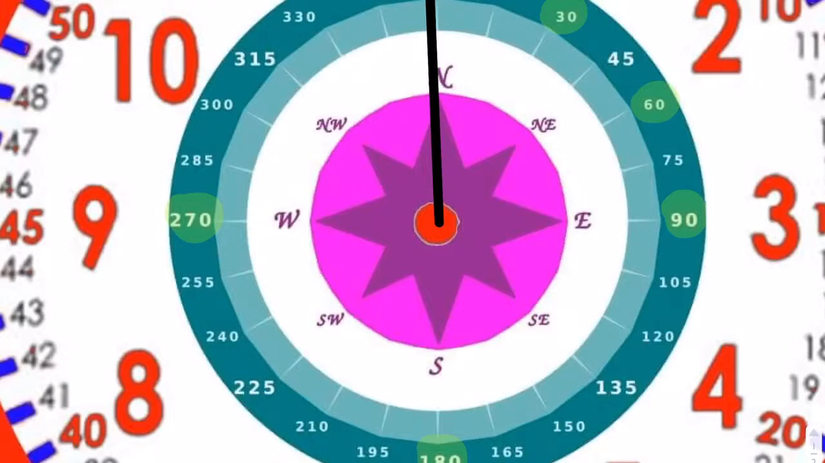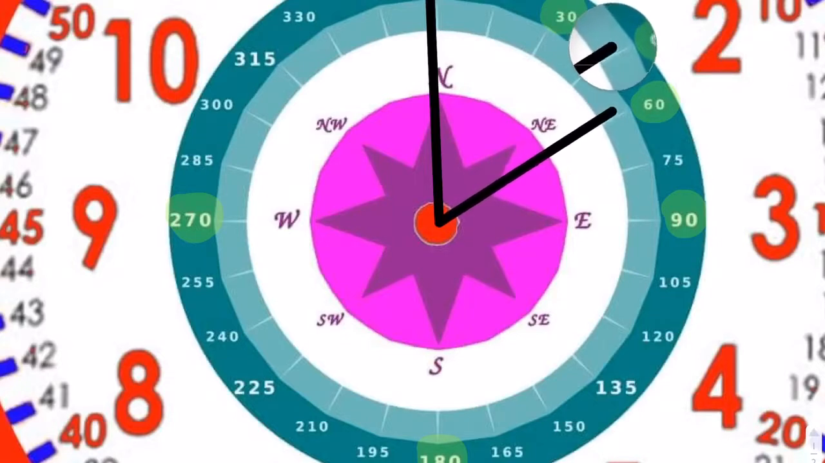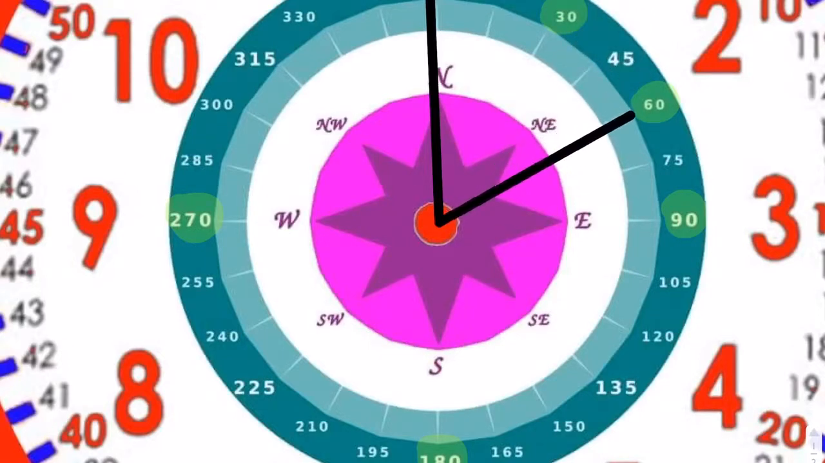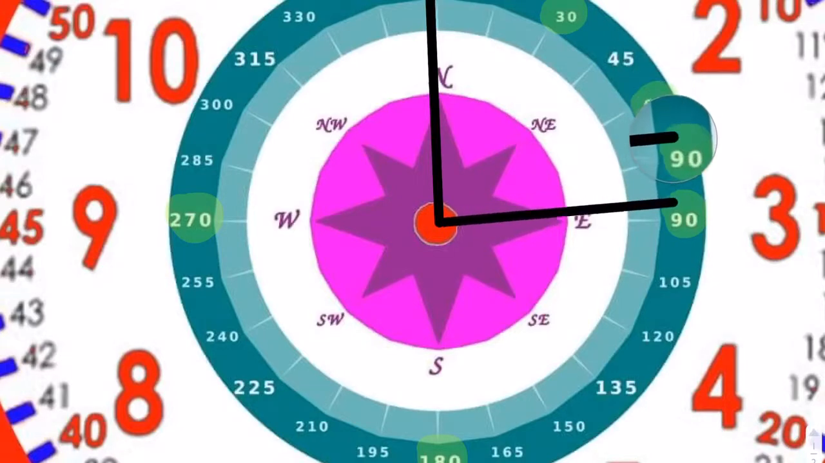So the smallest angle is called an acute angle. This goes from 0 degrees, or rather 1, all the way to 89 degrees. So we have 15 degrees, 30 degrees, 45 degrees, 60 degrees, 75 degrees, and again we end at 89 degrees. At exactly 90 degrees, we call that a 90 degree or right angle.